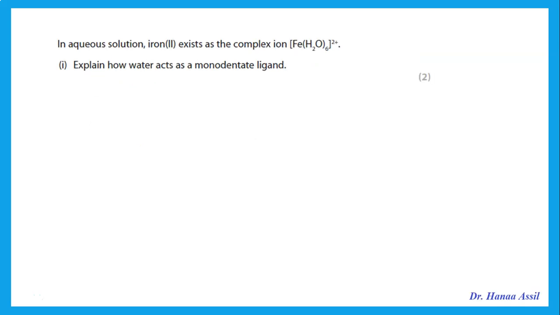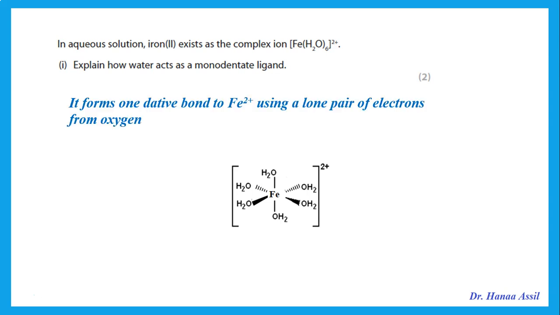In aqueous solution, iron 2 exists as complex ion. Explain how water acts as a ligand. We said, what is a ligand? A ligand is something that has lone pair of electrons to form a dative bond to the central ion. So how does water act as a ligand? It forms one dative bond, so that is why we call it monodentate, to the Fe2+ in the middle using lone pair of electrons from the oxygen.